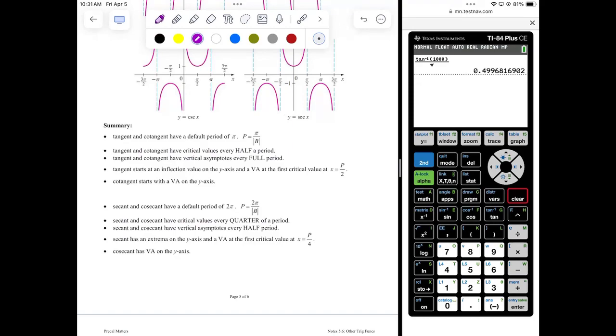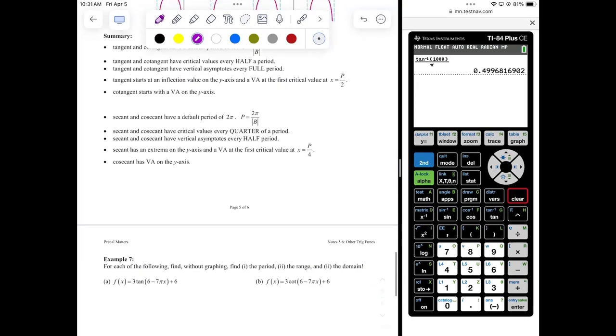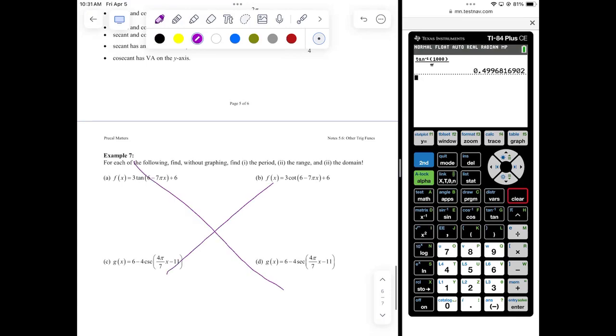All right, secant and cosecant, default period of 2 pi, just like sine and cosine. They have critical values every quarter cycle, just like sine and cosine. But here's something different. They have vertical asymptotes every half cycle. So you see 2 vertical asymptotes per full cycle. You don't have to know this, but secant starts at a high value and cosecant has a VA.